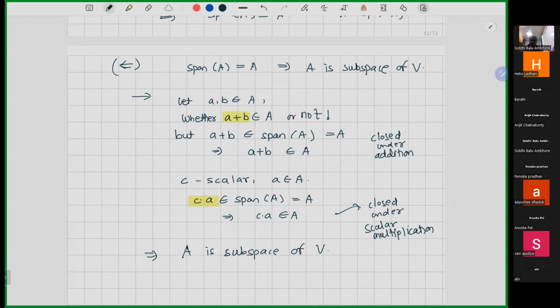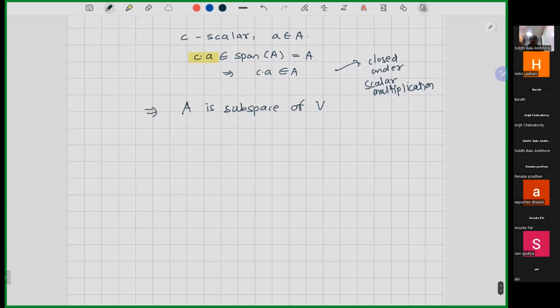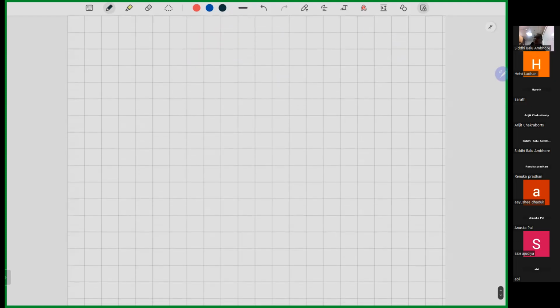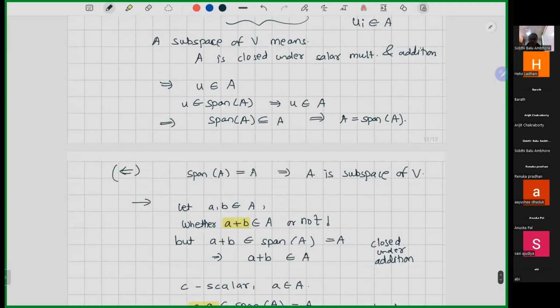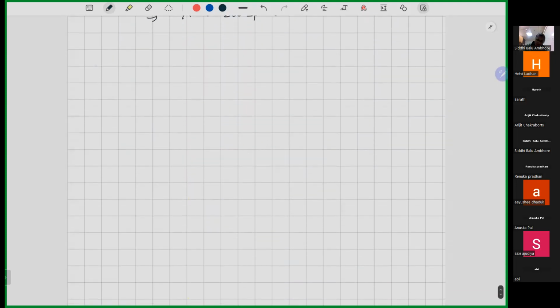Okay, I hope that is clear. Any doubt? Okay, I assume there is no doubt, because if you understood the first one, then you will definitely understand the second part. So let us move to the next question.